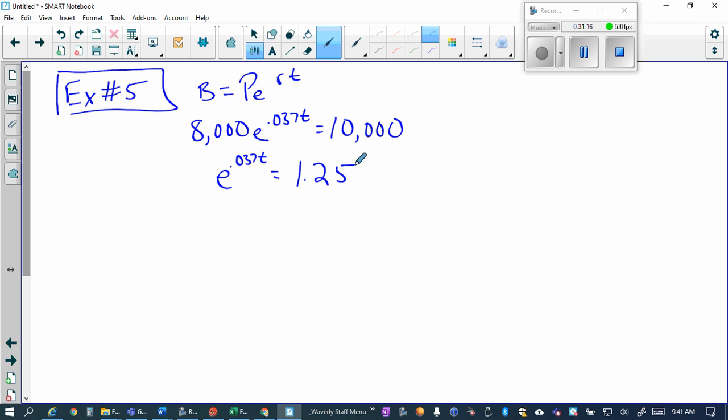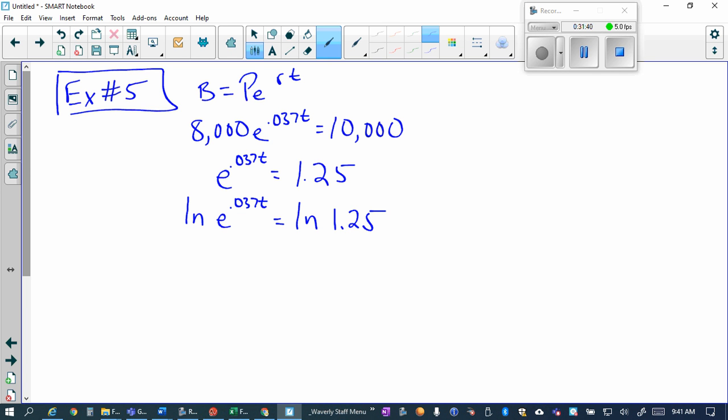It's 1.25, isn't it? Right? Well, let me undo that exponential function with the natural log. Natural function, natural log, right? So if I take the natural log of e to the 0.037t, I've got to do it to both sides.